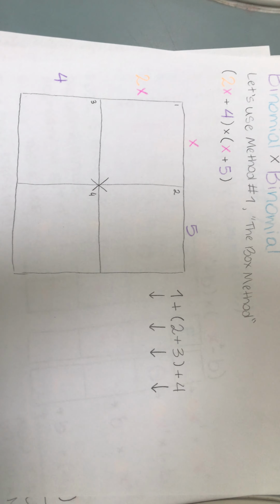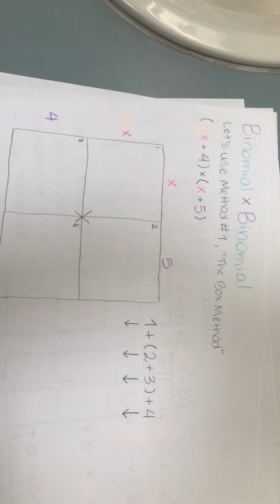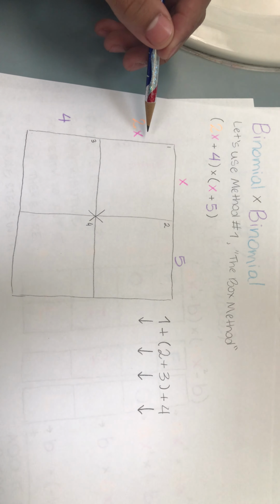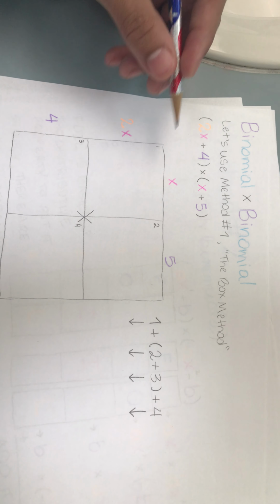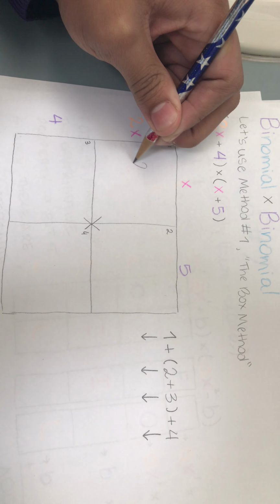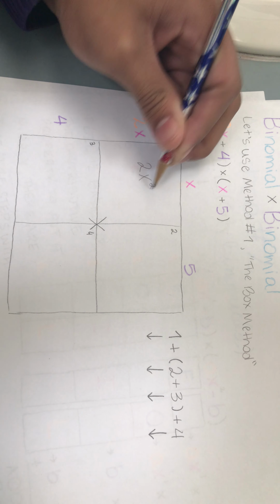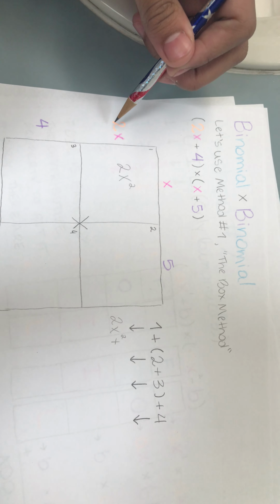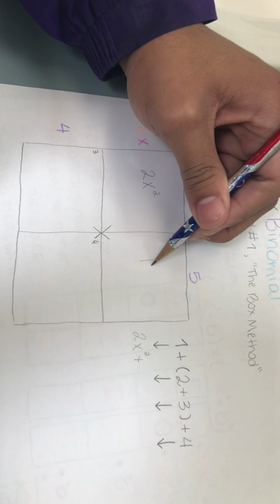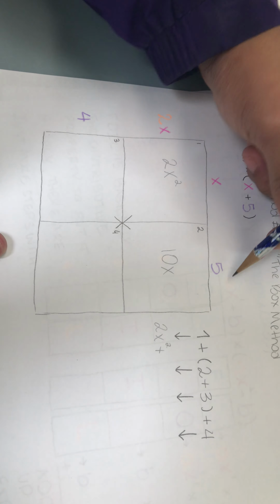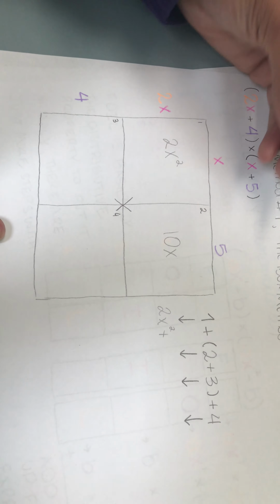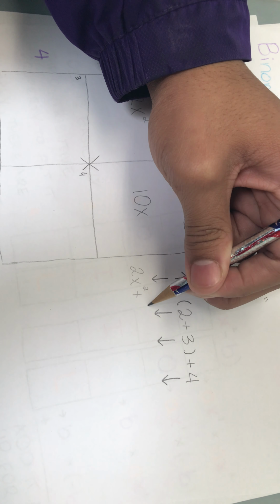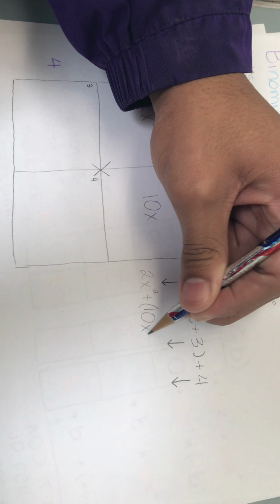Let's use method 1 for this, the box method. If we're multiplying 2x by x in our first box, we get 2x squared, and we can put that underneath number 1. Now for our second box, 5 times 2x. That's simple math: you take the 5 times the 2 and the 5 times the x and you put it under box 2, in parentheses, 10x plus.